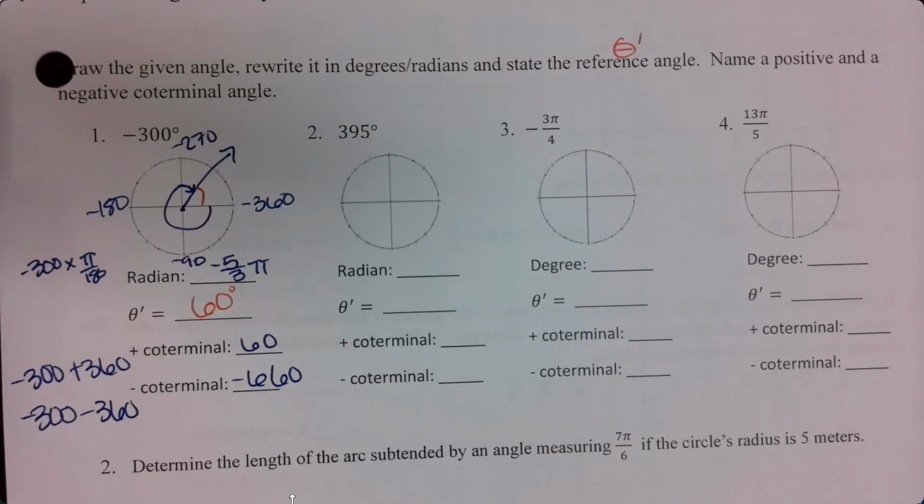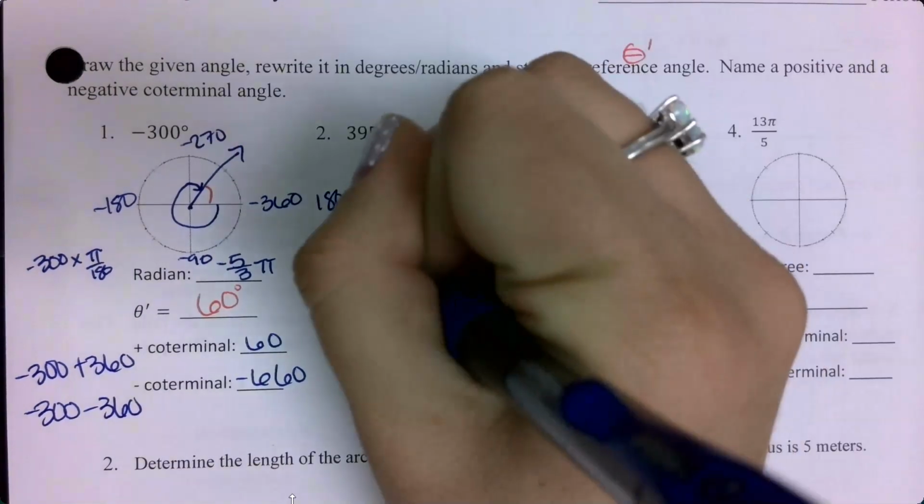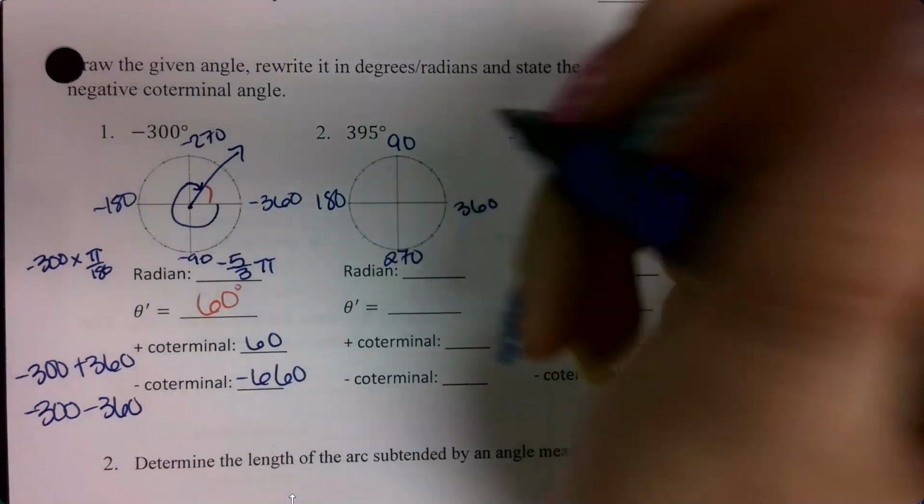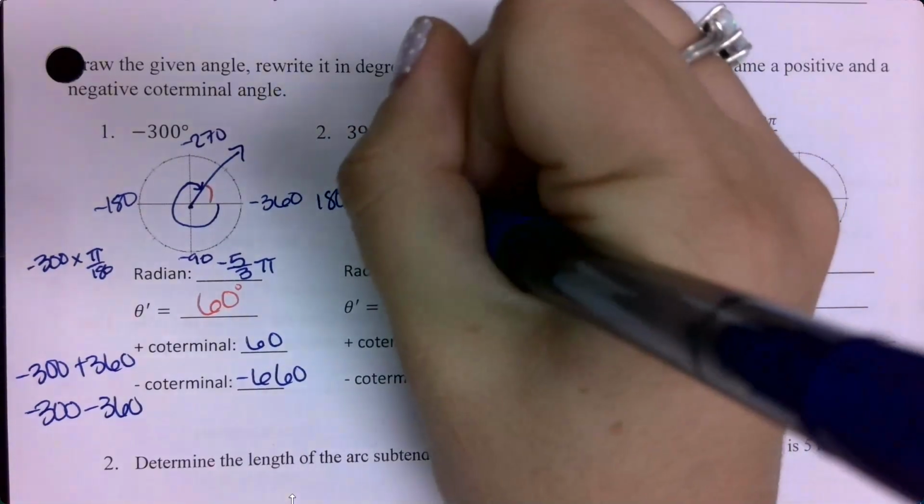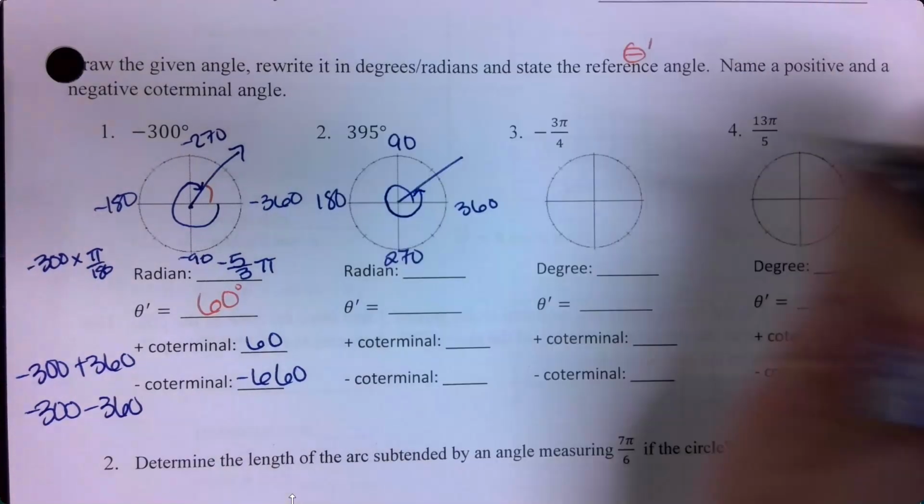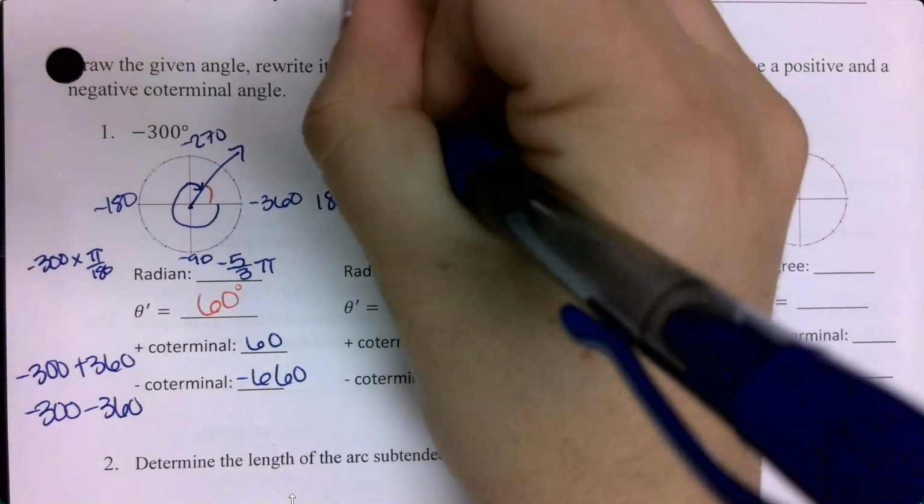On number 2, this one is 395, so this one is positive, so I'm going to count like this. It's more than 360, it's going to end up over here. When I draw this out, I want to show that it goes around a complete sign and then ends up back there.